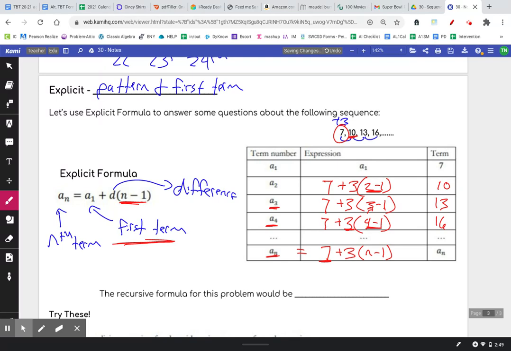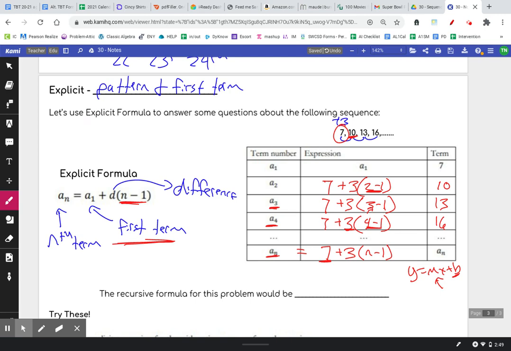This is similar to when you've seen something like y equals mx plus b, right? You get your constant, you get your change, your multiplication. These are very, very similar. This is just in more of a function notation in subscript with this explicit formula. Okay, so we kind of answered this one just below.